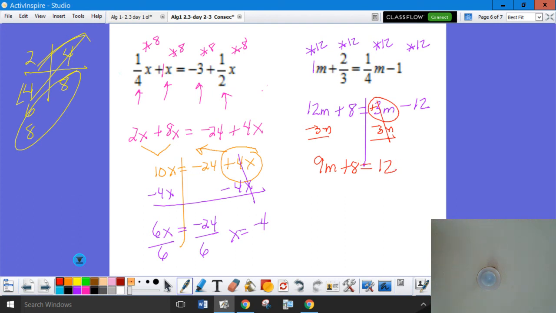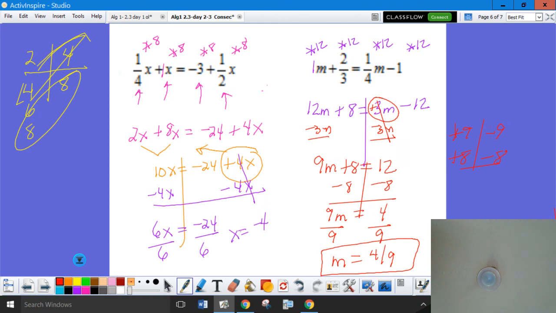Okay, if you are just getting to this point, go ahead and hit pause and finish. Okay, my thinking. Times 9, divide by 9, plus 8, minus 8. So I'm going to subtract 8. So 9m equals 4. Divide by 9. m is going to equal 4 divided by 9. And that is not going to simplify because 4 is even, 9 is odd, and they are not factors of each other.